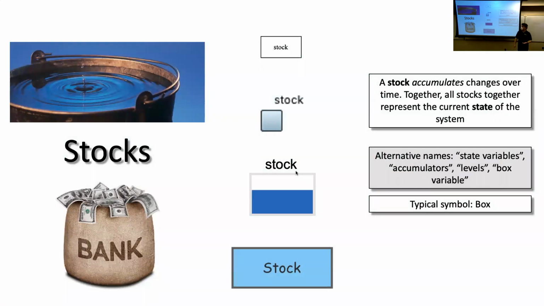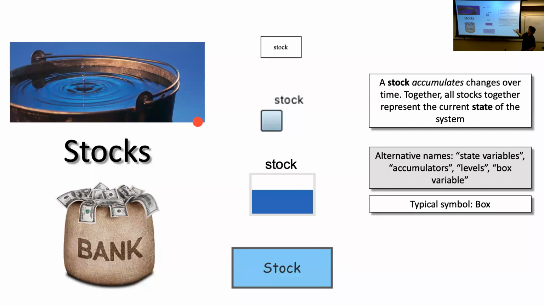So we've already talked about this. Stocks are the things that change in these systems. A stock accumulates changes over time, and all stocks together represent the state of a system. A system is constantly moving to different states, and the things that are moving through those states are the stocks. Sometimes we use other terms like state variables, accumulators, levels, or box variables, which come from how they look in a stock and flow diagram. They have a box around them, so the typical symbol is a box.